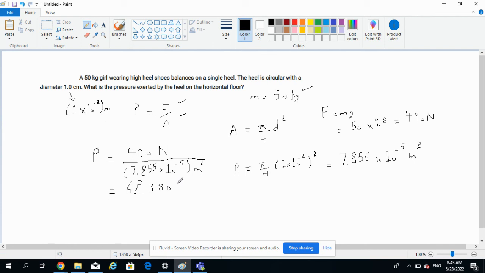6238064.927. That's exactly what you will get in your calculator. So once you receive that, Pascal or Newton per meter square, that's fine, whichever unit you want to write. Now you can write it in standard form. So if you move this decimal one, two, three, four, five, six places from right to left, to three significant figures, you can actually write this as 6.24 into 10 raised to power 6 Newton per meter square. So that was all for today.